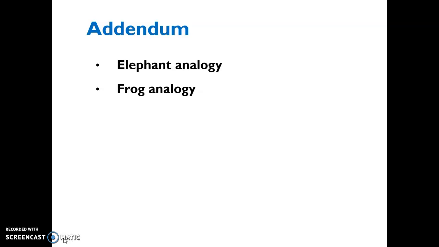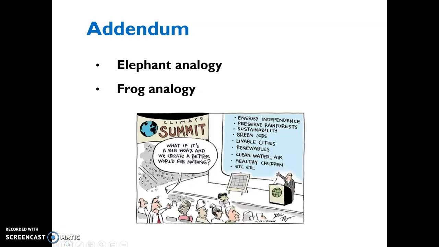So I ask you to take a few minutes to consider how that frog analogy applies to humans and global change. And I have one more slide for you, our final slide for this chapter, and it's a cartoon. It's a climate summit, and one person is saying, what if it's a big hoax and we create a better world for nothing? Energy independence, preserve rainforests, sustainability, green jobs, livable cities, renewables, clean air and water, healthy children, etc.